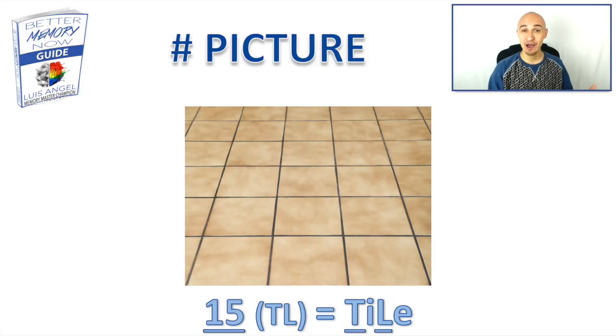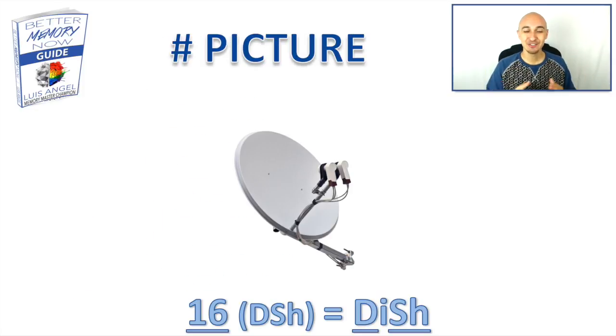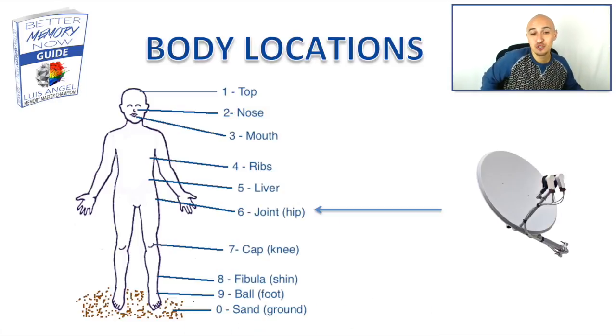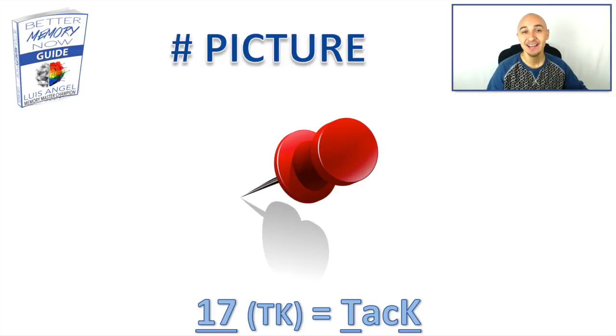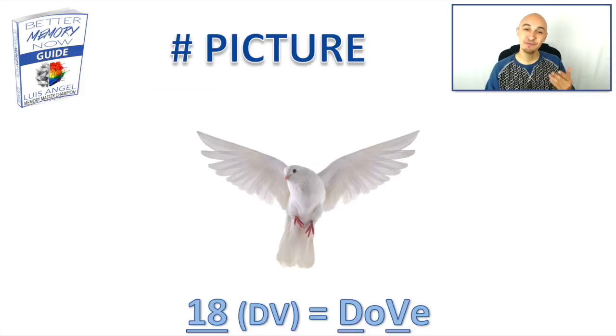Number 15 has the T sound and the L sound, so I would picture tile for the number 15. Now picture that inside of your liver. Maybe you're remodeling your liver with tile, so tile, liver for the number 15. So 16, as you see here, I'm gonna get the D sound for the 1 and the sh sound for the 6, and I'm gonna throw in a vowel to come up with a satellite dish for 16. Then I'm gonna associate that somehow to my hip joint. So maybe I'm drilling a satellite dish on my hip joint, because that's gonna help me trigger that 16 is dish. 17, you already know this one, it's tack. So I'm gonna picture that on my kneecap. So I'm picturing a bunch of thumbtacks on my kneecap. 18, for the 1, we're gonna use the D sound.